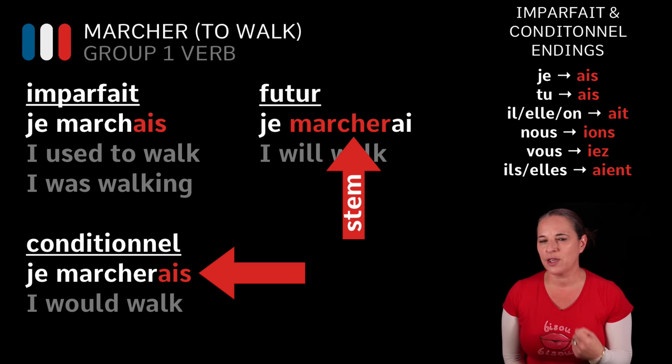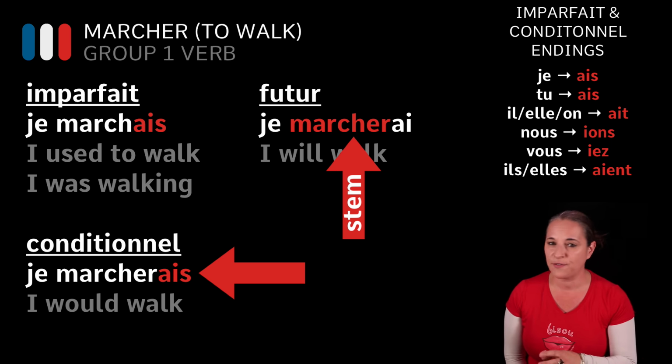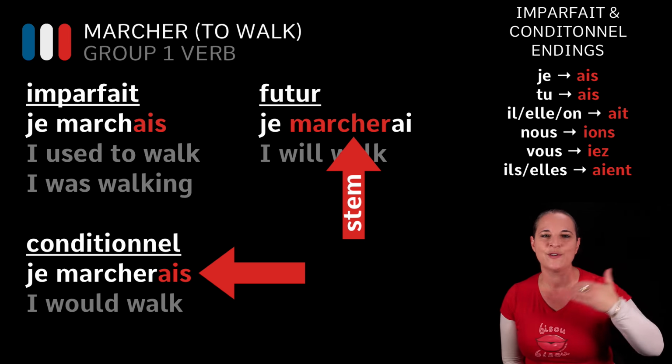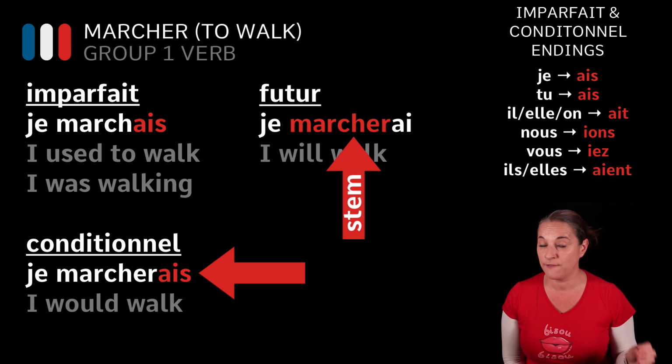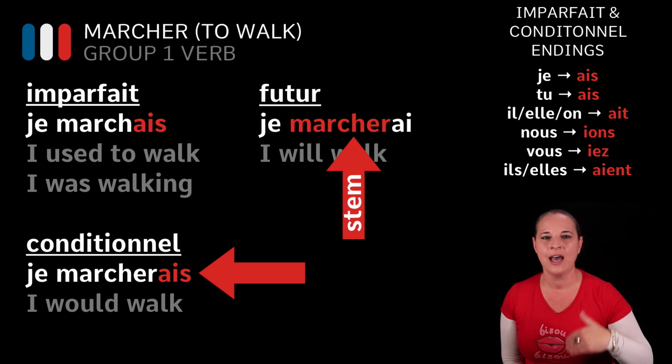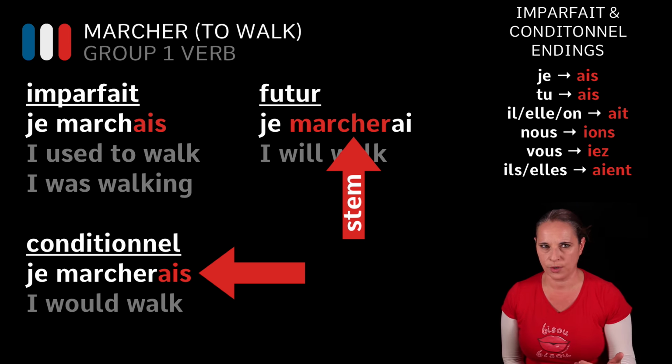So this is where you have to be extremely careful. It is very different in that the stem, the beginning of that verb has changed. And how did we do that? We use the future tense of that same verb. So je marchais, I used to walk. Je marcherais, I would walk. Okay?